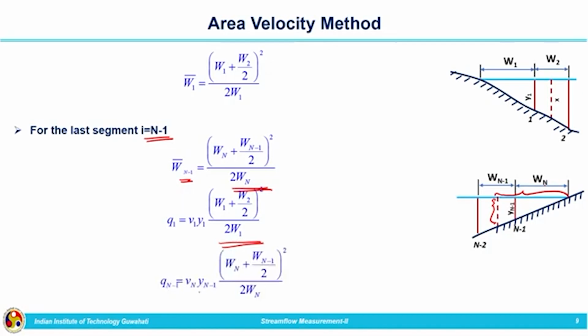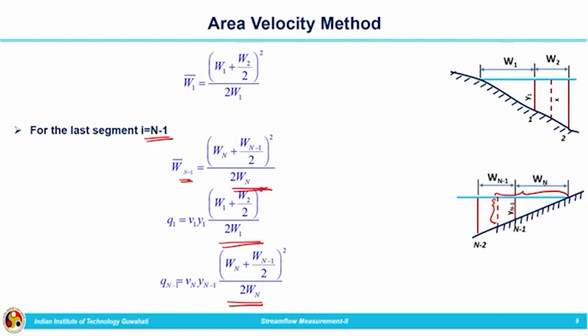Qn minus 1 is written as Vn Yn minus 1 Wn plus Wn minus 1 by 2 all square divided by 2 Wn. So, we got Q1 and Qn minus 1 for i varying from 2 to n minus 2. So, all the segments, discharges through these segments have been calculated given by Q small i, and summation of these discharges will be giving us the total discharge through the entire cross section of the stream. So, this is the method known as the area velocity method.